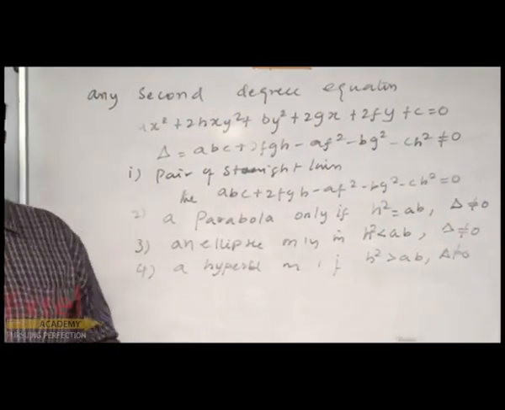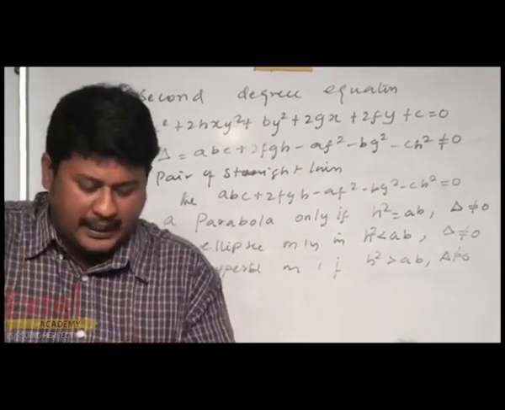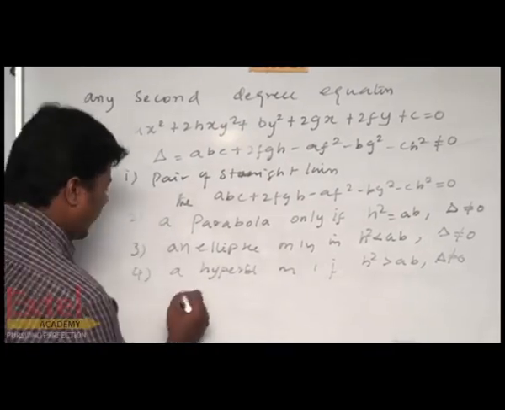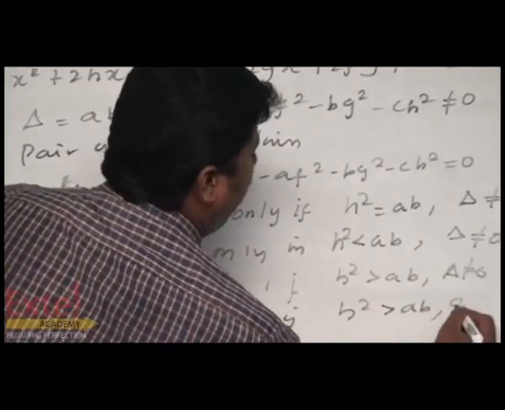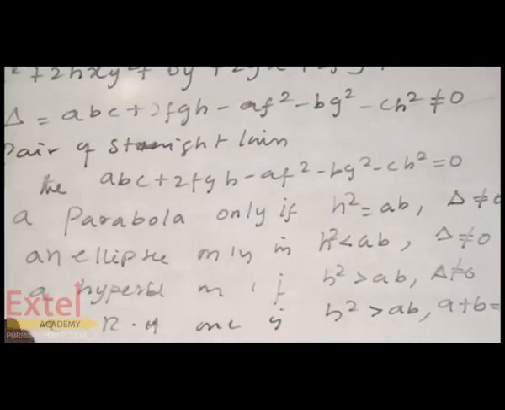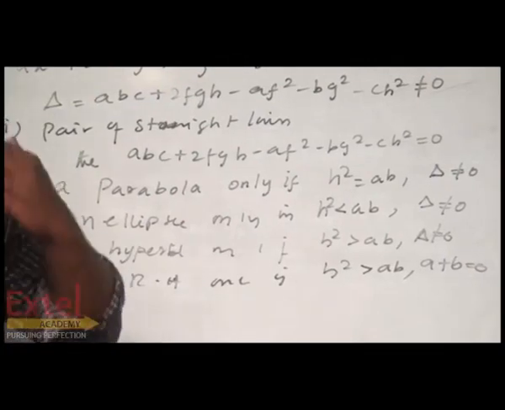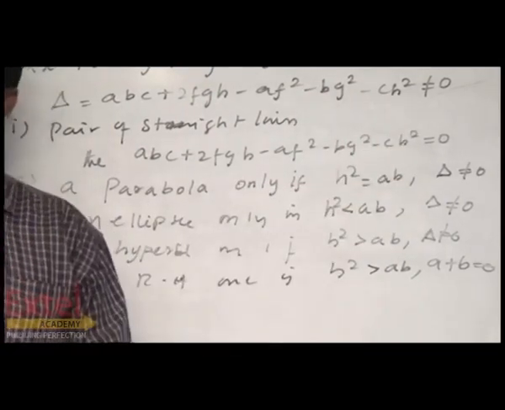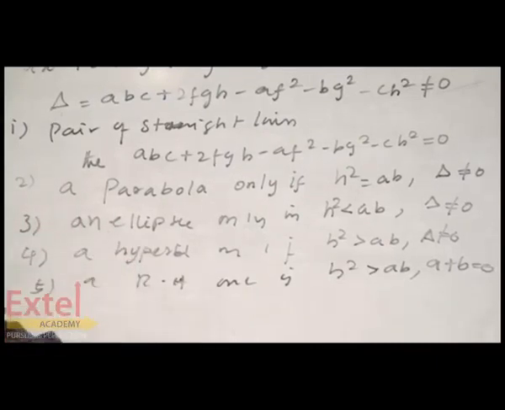In your chapter analytical geometry, we are going to discuss 4 conics. First one is parabola, ellipse, hyperbola and rectangular hyperbola. For a rectangular hyperbola, only if h square is greater than ab and a plus b equal to 0. So these are the conditions for the conic. First of all, you must know what is a conic: a second degree equation which satisfies abc plus 2fgh minus af square minus bg square minus ch square not equal to 0. The conditions for parabola, ellipse, hyperbola and rectangular hyperbola are given.